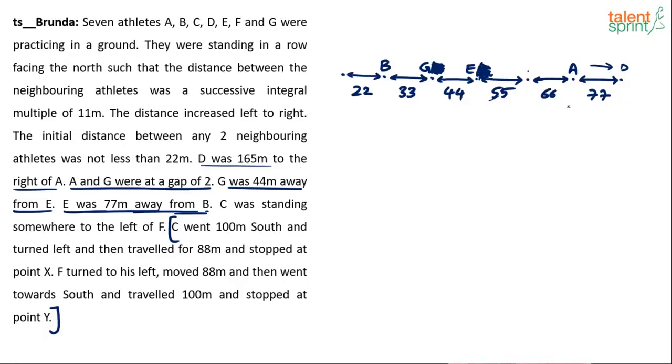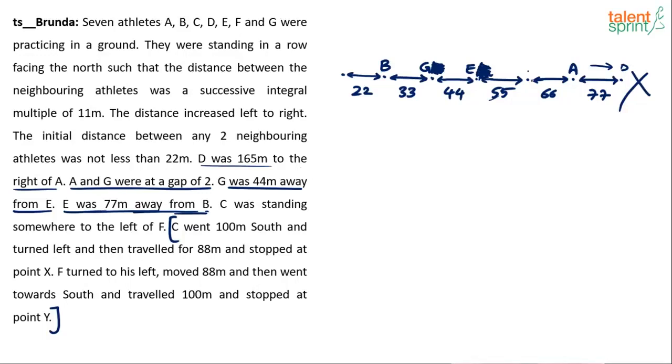Even if you take A here, 66 plus 77 will not make it 165. It's only 143. So clearly, this is the wrong arrangement. Now, what does it mean that this is the wrong arrangement? Why? Not because of the positions. The positions were fixed based on the points given here, based on the clues given here.